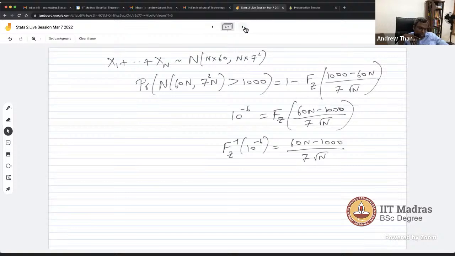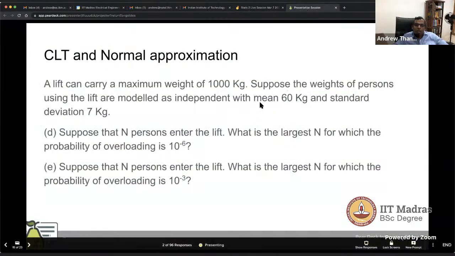So you can either write it as 1 minus FZ of this, or you can write it as FZ of the thing minus, right? So that also is fine. Okay, so this is how you can set up these kinds of inverse problems. Of course, if you get a quadratic equation, you should be able to solve it. There's no normal table and all that. We usually give you the particular values you need, somewhere in the question. Maybe not in that question itself, but somewhere it will be given. If you keep changing 10 power minus 6 to 10 power minus 3, you will get different numbers, and that's what it is.